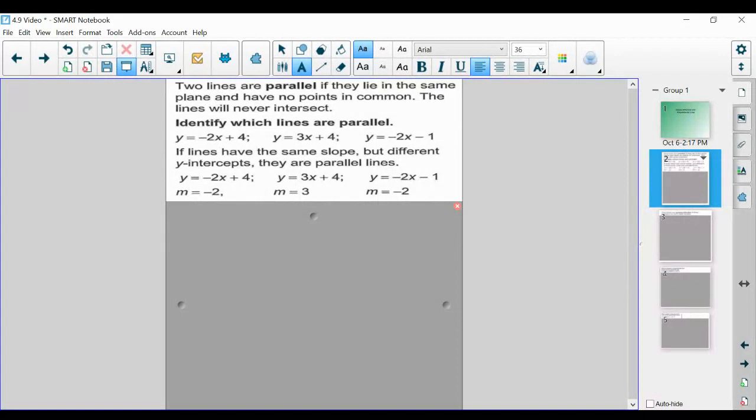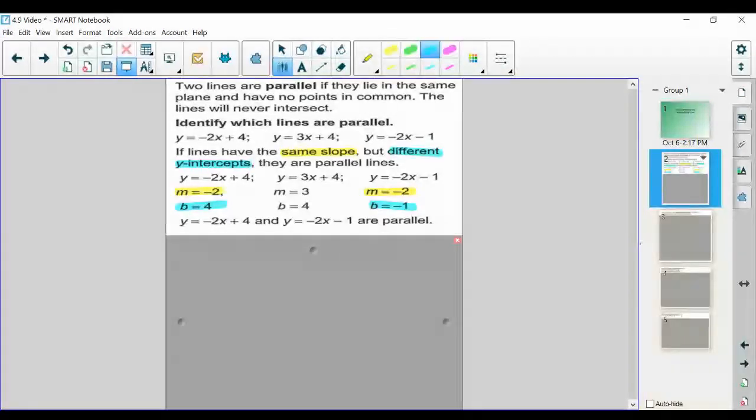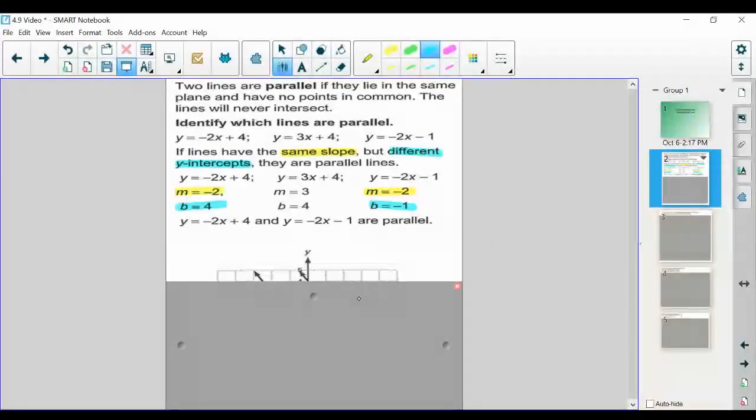So far, we have the same slope in that first equation and in the third equation. You have slope is equal to negative 2, slope is equal to negative 2. So we have to have the same slope in order to be parallel lines, and we have to have different y-intercepts. So again, same slope, different y-intercepts. So do we have different y-intercepts? Yeah, b is 4 and b is negative 1. Therefore, y equals negative 2x plus 4 and y equals negative 2x minus 1 are going to be parallel.